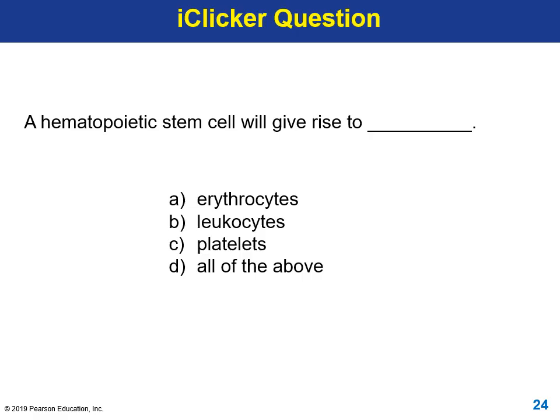So question here: hematopoietic stem cell will give rise to, let's see, what are the options? First one is erythrocytes. Do they give rise to erythrocytes? Yes, those are red blood cells. How about leukocytes? Yeah, white blood cells. What about platelets? Yes, so your answer is all of the above.